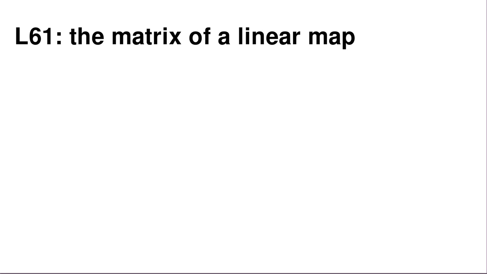A linear transformation is quite an abstract thing. So in this lecture, we're going to develop a concrete description of linear transformations using matrices. The idea is as follows. Let's say we have a linear map T from a vector space V to a vector space W. Suppose also that we have a basis V1 up to Vn of V.